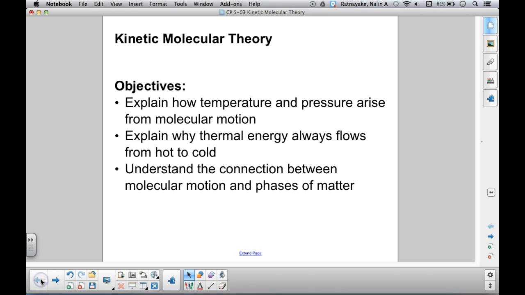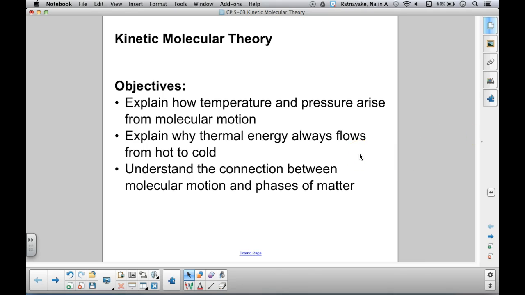Let's go back to our objectives. You should be able to explain how temperature and pressure arise from molecular motion. That is, how does temperature relate to molecular motion? How do we get temperature from the motion of molecules? How do we get pressure from the motion of molecules?